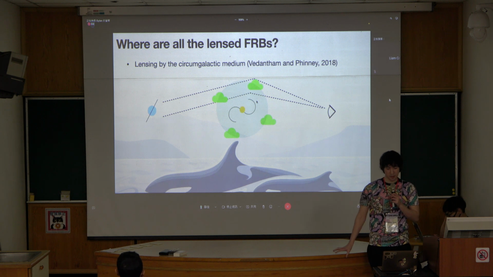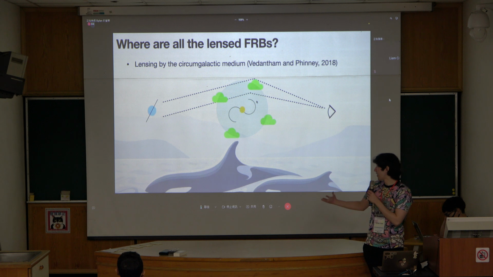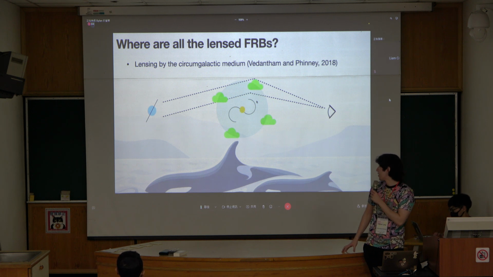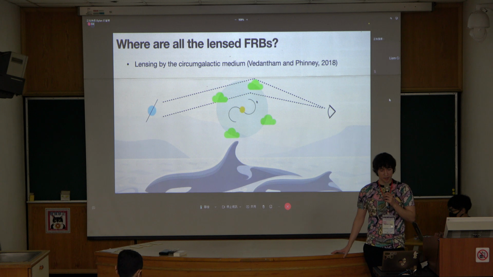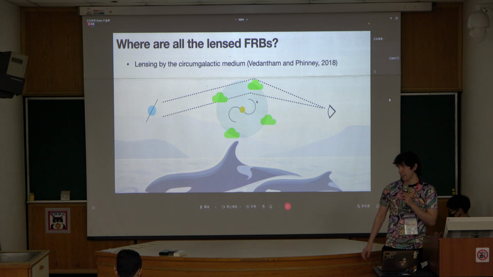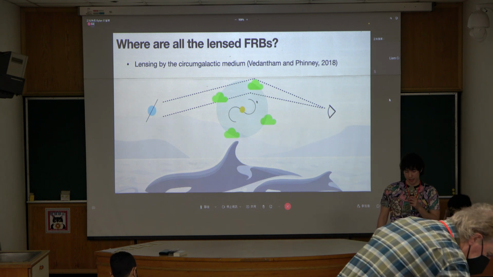And then there's also this thing that was just mentioned, where it's very likely for FRBs of some redshift to intersect the circumgalactic medium of intervening galaxies, and there's this idea that, depending on the distribution of the matter in the circumgalactic media, you may get these plasma lenses that actually lens the FRB. You get these dense cloudlets in the CGM that will lens the FRB.